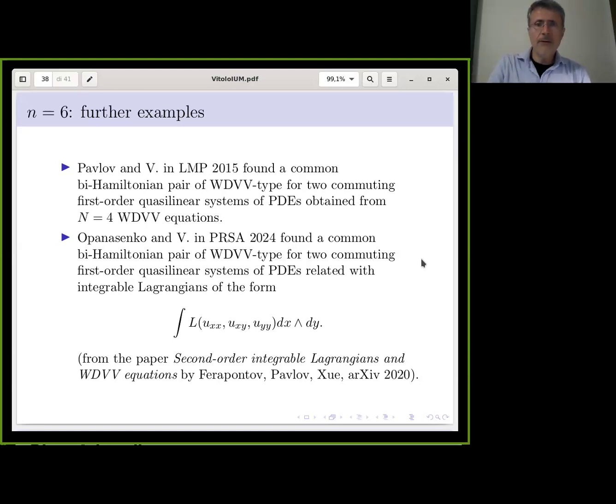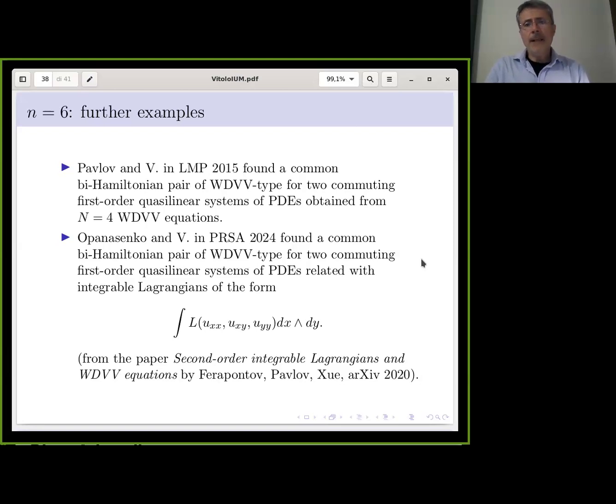This is a result that we found many years ago. But then what we found, together with Stanislav, is that there were six-component systems of first-order systems of conservation laws, which were related to integrable Lagrangians of this form, depending on second-order derivatives only. And the paper is by Zhenya, Maxim Pavlov, and Ling Shui.